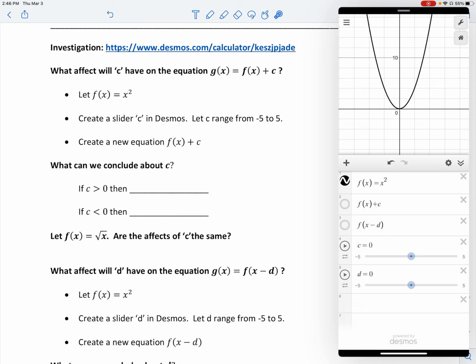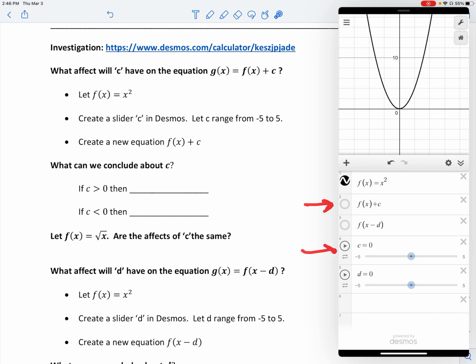So we can see I have a black graph, f of x equal to x squared. That's been entered in. You can see the graph up here. I've also added two other functions. However, I haven't turned them on. They're turned off. This one right here is basically f of x, which is x squared, plus c. So I'm adding this c to it at the end.